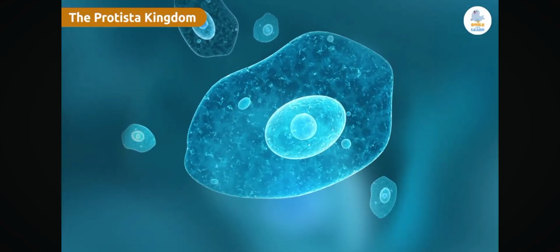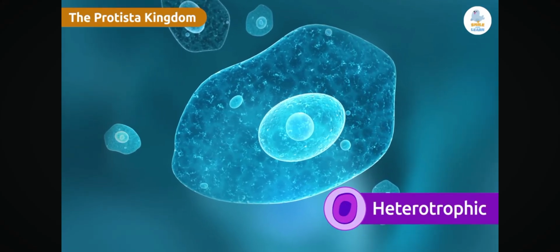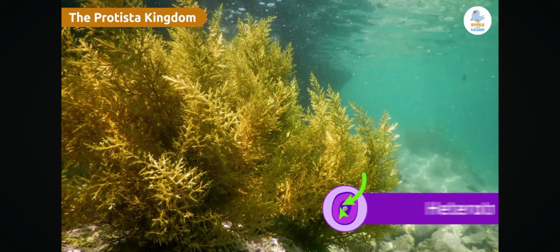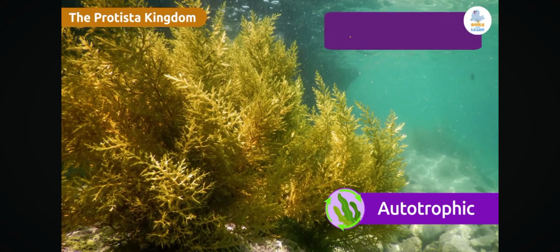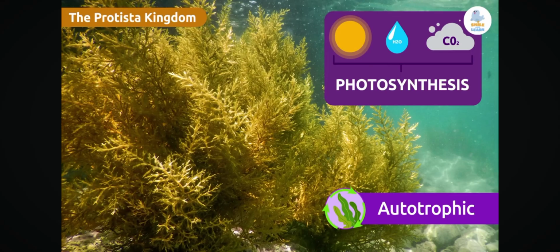In this kingdom, we can find heterotrophic beings, like amoeba, that eat other organisms, and also autotrophs, such as algae, that make their own food using photosynthesis.